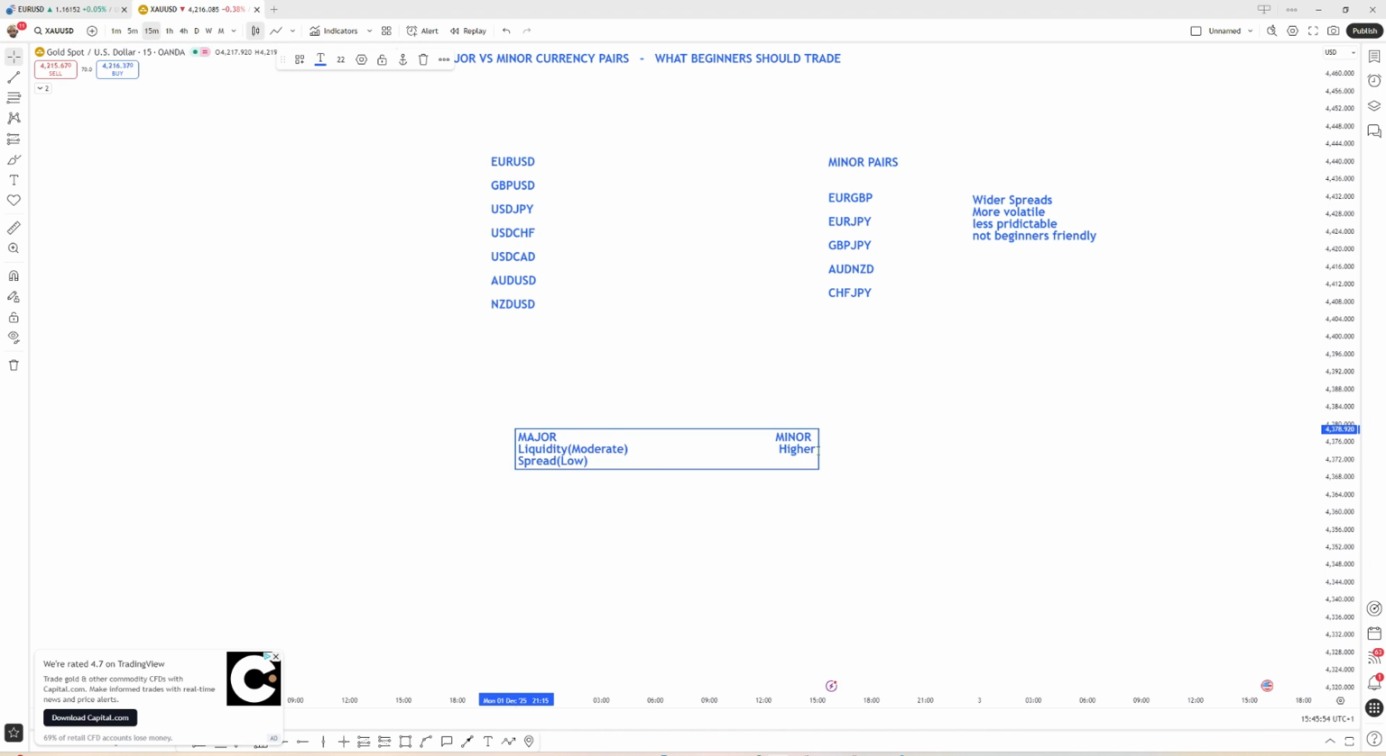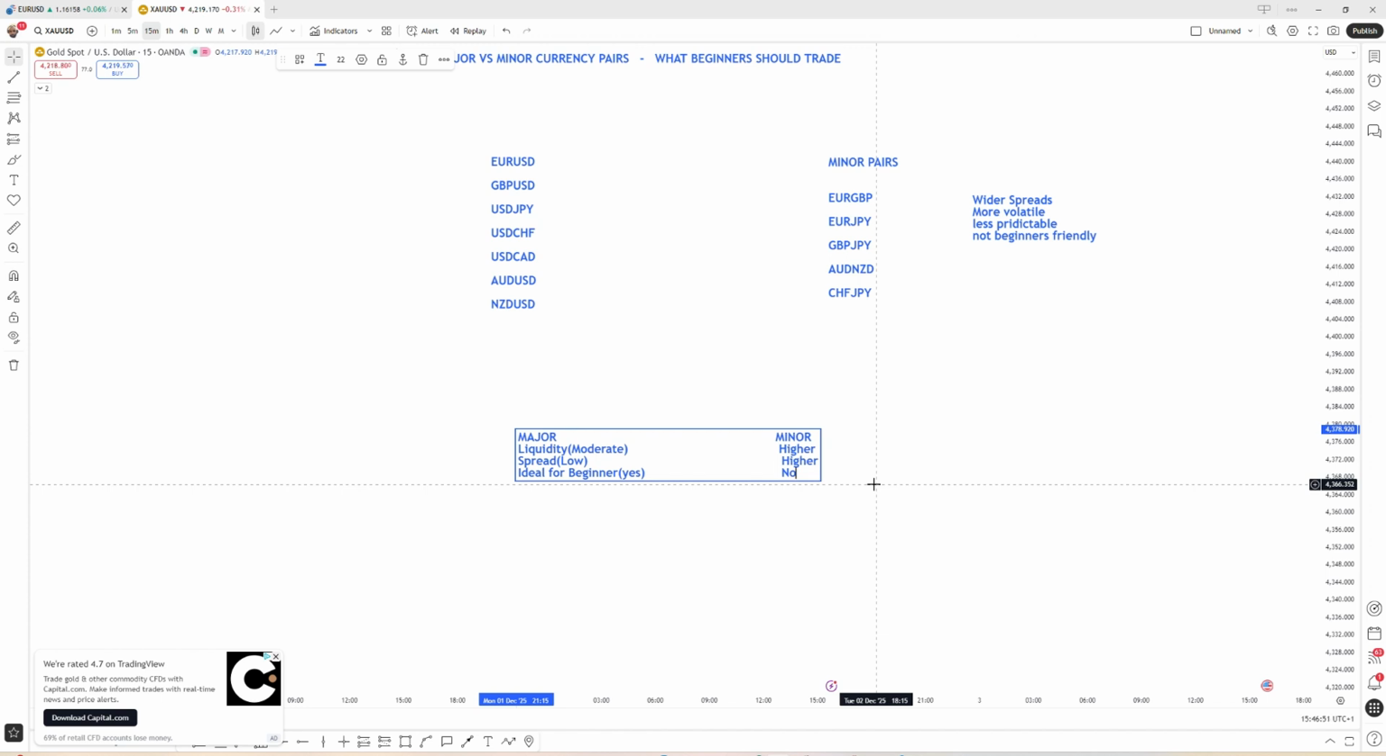Liquidity: major is moderate, while minor is higher. In terms of spread, major has low spread, while minor pairs have higher spread. Then in terms of ideal for beginner, is it ideal for a beginner? Yes for major. Minor is no. Minor is not ideal for beginners. Minor pairs are ideal for intermediate or advanced forex traders.